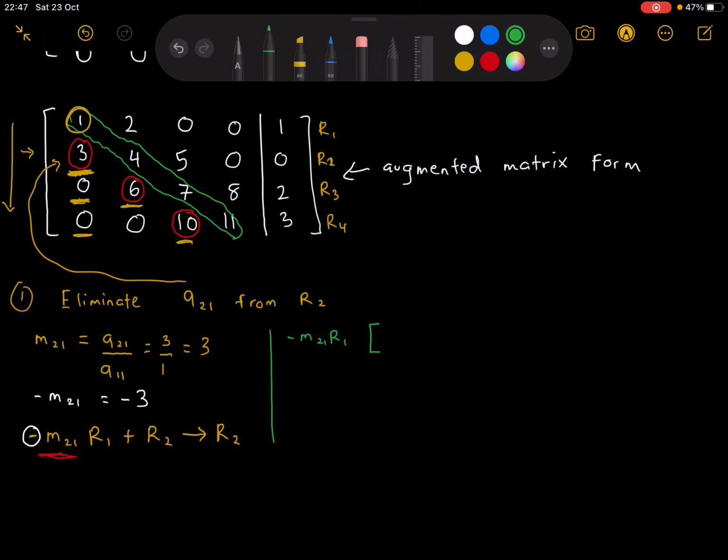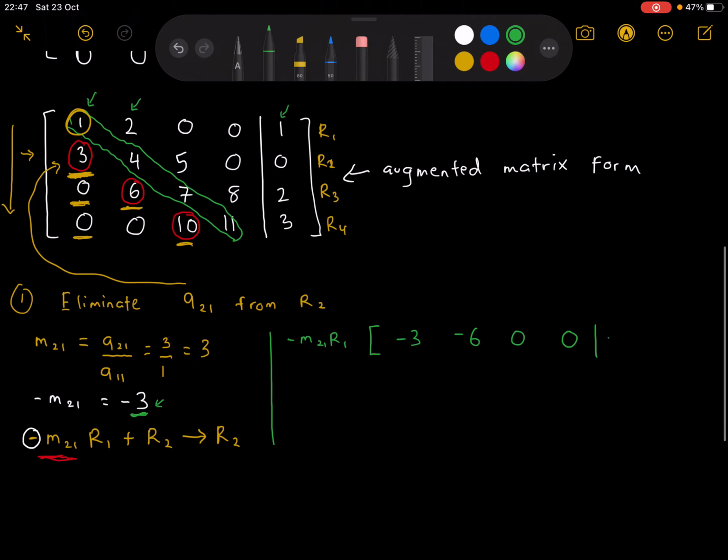Okay, so negative 3 here multiplied by 1 will get negative 3, and then negative 3 multiplied by 2 we got negative 6, and then we multiply by 0, becomes 0, then becomes 0, and then multiply by 1 here, we've got negative 3.